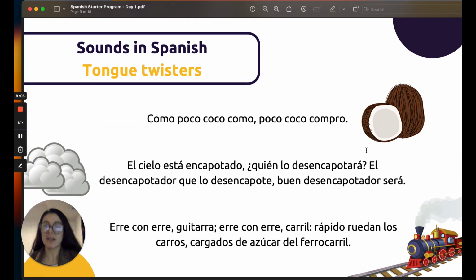We have some tongue twisters here. So the first one says: "Como poco coco como, poco coco compro." This is the pronunciation of the letter C, okay? It's always with the other vowels, with the co, ca, okay? Now: "El cielo está encapotado. ¿Quién lo desencapotará? El desencapotador que lo desencapote, buen desencapotador será." And the last one, I'm suffering here, guys, but I'm trying to do my best. The next one would be: "R con R guitarra, R con R carril. Rápido ruedan los carros, cargados de azúcar del ferrocarril." You see the different R's, right?